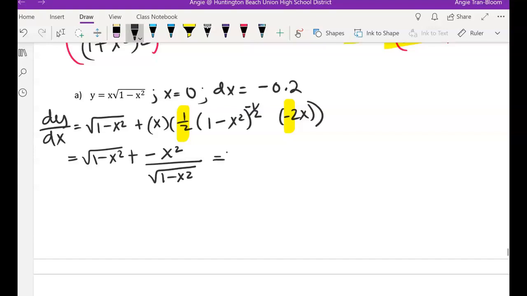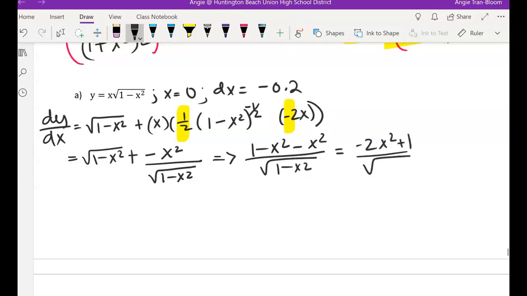I would now find a common denominator, so that means 1 minus x squared all over a common denominator of 1 minus x squared. Let's simplify that some more. This is negative 2x squared plus 1 all over square root of 1 minus x squared. So this is what my dy over dx equals. I'm not looking for dy over dx. I'm looking for dy equals.